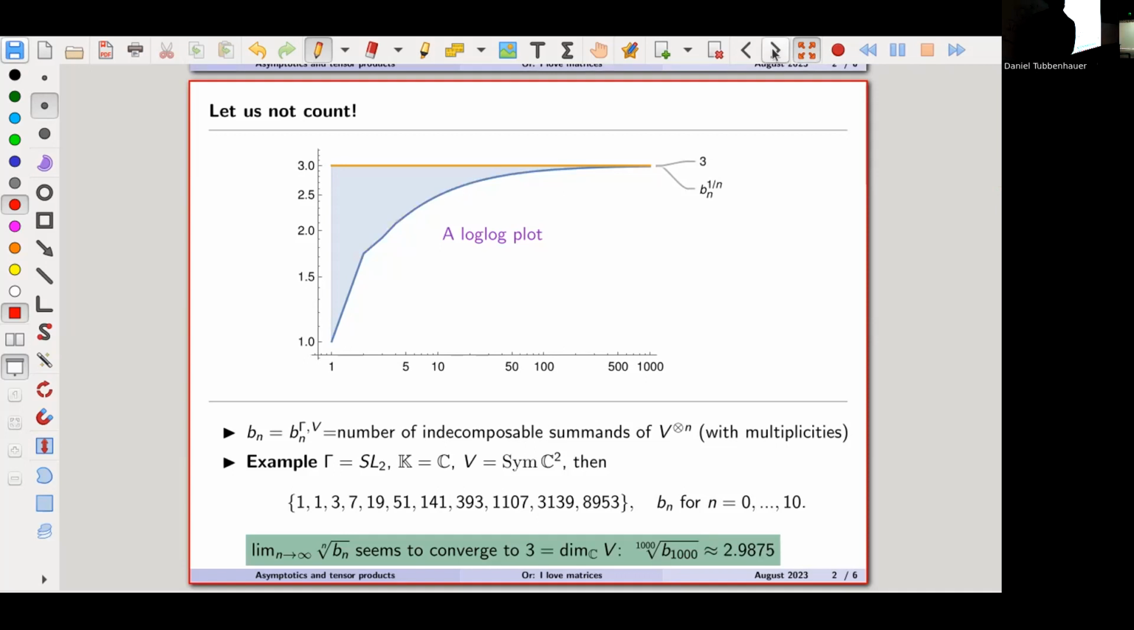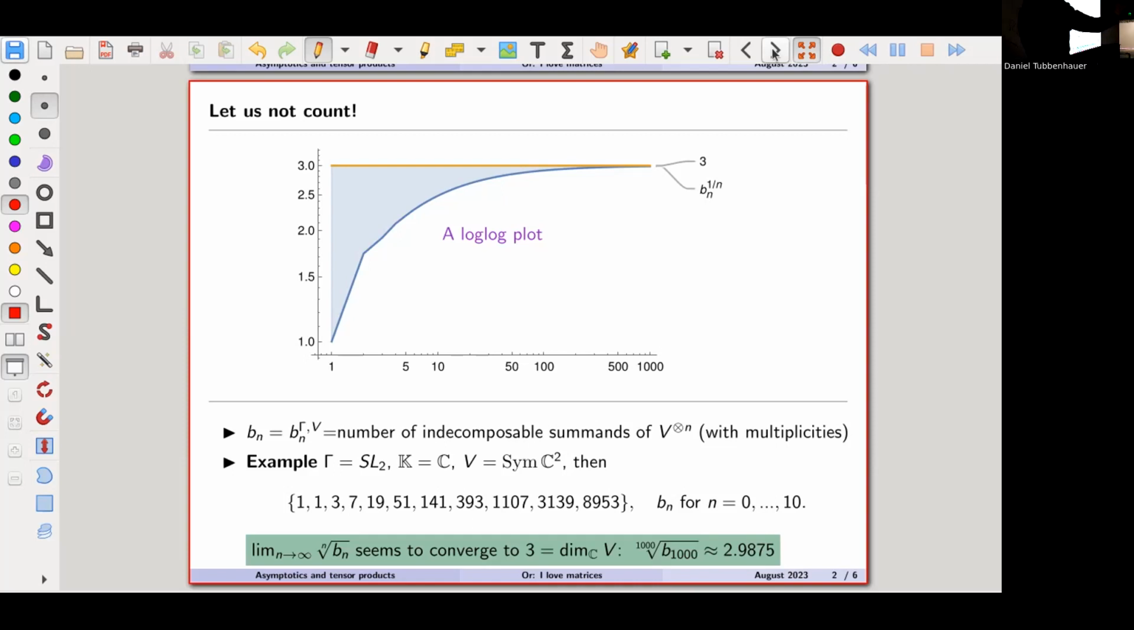This one here. You list the numbers: 1, 1, 3, whatever. You take Victor's squared series, you take the nth root, and it converges. Well, at the 1000th step, you get 2.9 something. So the convergence rate is horribly slow, but it doesn't matter. You can do the 1000th step and it's already at 2.98. So eventually you can convince yourself that this converges to the dimension of the representation you start with.